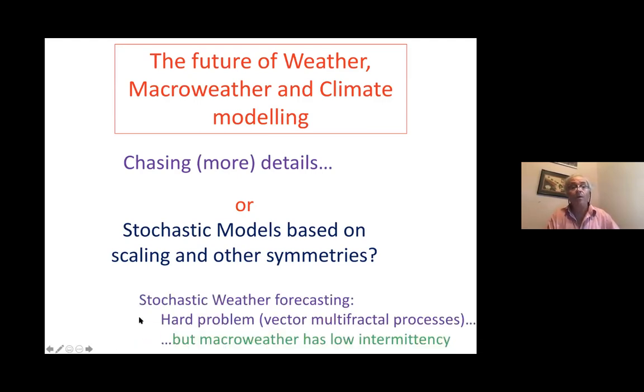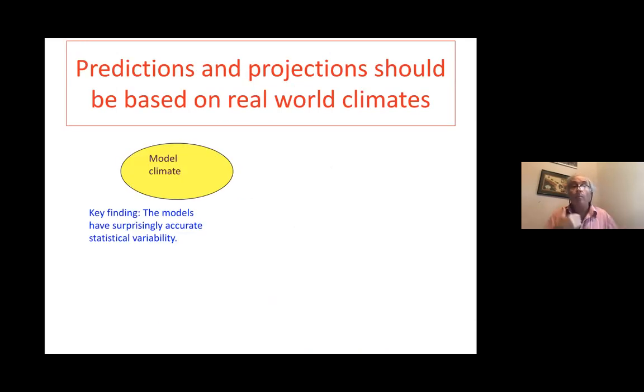So first of all, I should say that stochastic weather forecasting is a very hard problem. Essentially, it's a vector multifractal process problem. And unfortunately, not much progress has been made, probably because no resources have been devoted to it, but it's actually quite promising. But a much easier problem is the more or less Gaussian problem of macroweather, which has low intermittency, as I showed. So what we could do is do projections or forecasts also.